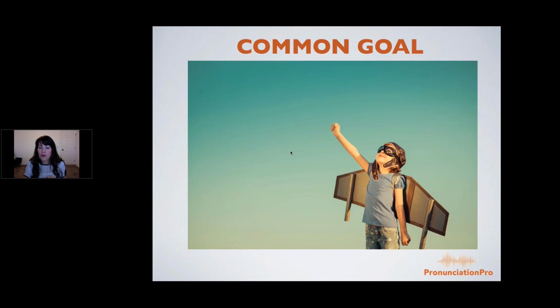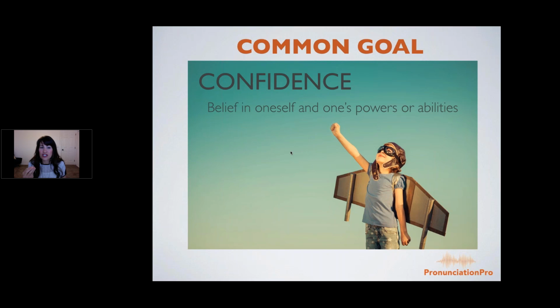And I tell you what, the one main goal that almost everyone talks about is confidence. They want to feel confident in the way that they speak English. So the definition of confidence is the belief in oneself and one's powers or abilities. So the ability that we're talking about right now is English. It's English communication. It's that English mastery. And just think about how it would feel if you could master English, if you could speak it as confidently and clearly and fluently as you do your native language. That's the goal here, is to be able to help you achieve that mastery.